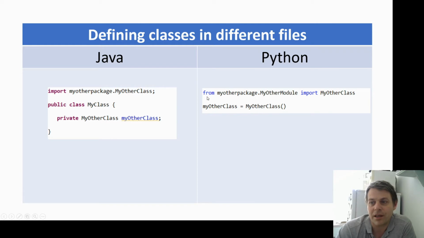I believe we could say from my other package import my other module dot my other class, but then when we refer to my other class we would have to do it as my other module dot my other class. So what goes here when we're specifying the class is whatever's on the right hand side of the import.